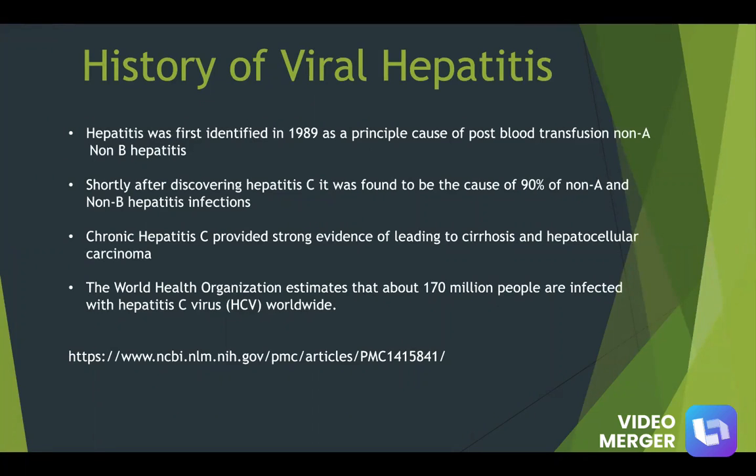Hepatitis C was first identified in 1989 as a principal cause of post-blood transfusion non-A, non-B hepatitis. Shortly after its discovery, it was found to be the cause of 90% of non-A, non-B hepatitis infections. Chronic hepatitis C provided strong evidence of leading to cirrhosis and hepatocellular carcinoma. The World Health Organization estimates that about 170 million people are infected with hepatitis C virus worldwide.